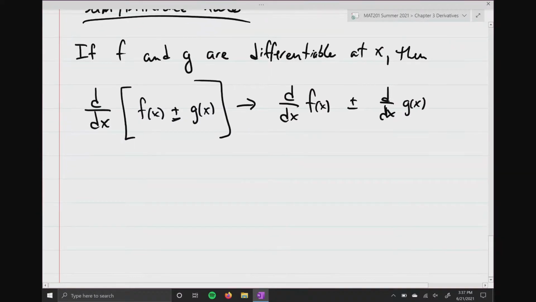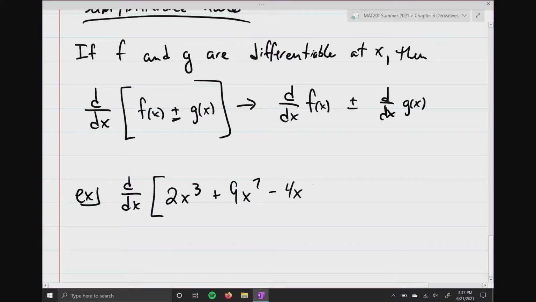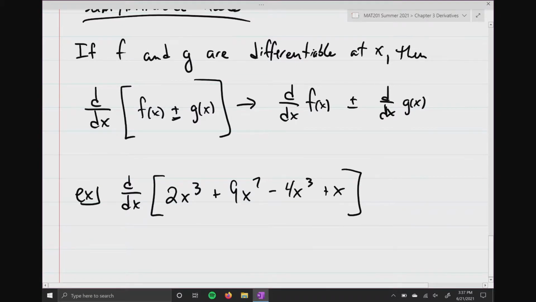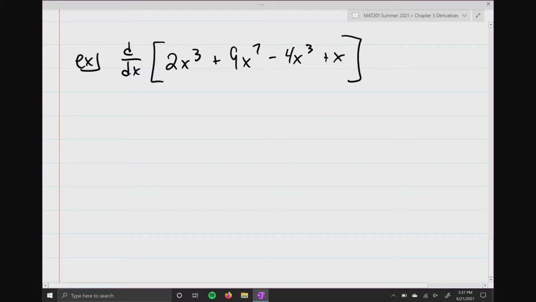So an example of that, and once you get good at this, you don't do this as much, but it's good practice to understand when and why you can do it. So let's say we have the derivative d/dx of 2x to the third plus 9x to the seventh minus 4x to the third plus x. Okay? So what we can do is go ahead and distribute our derivative symbol to each one of these terms. So I'm just going to write this out real quick.